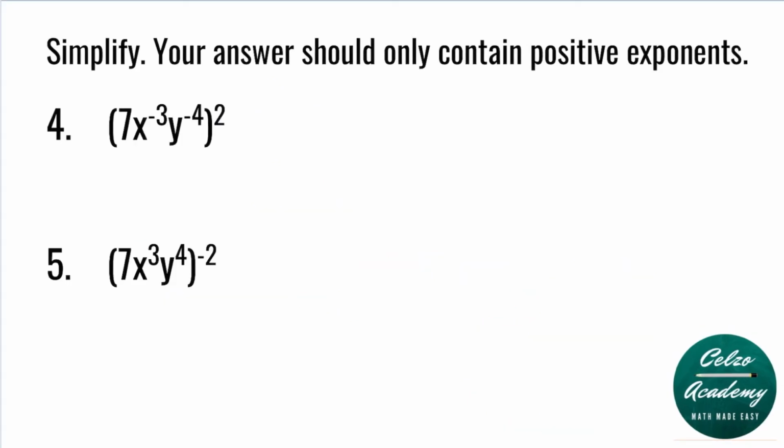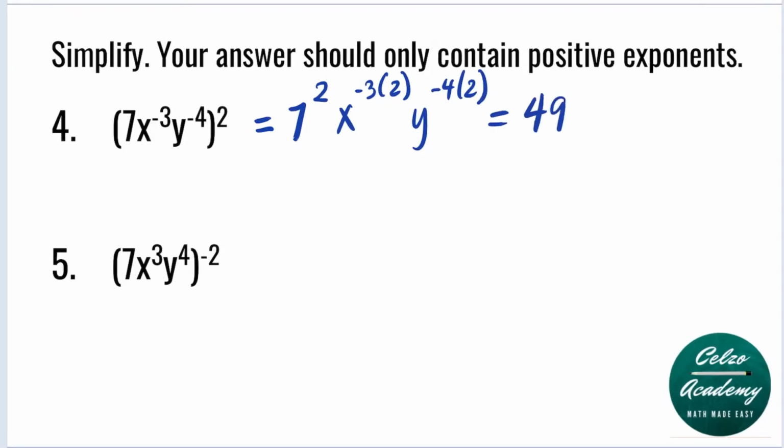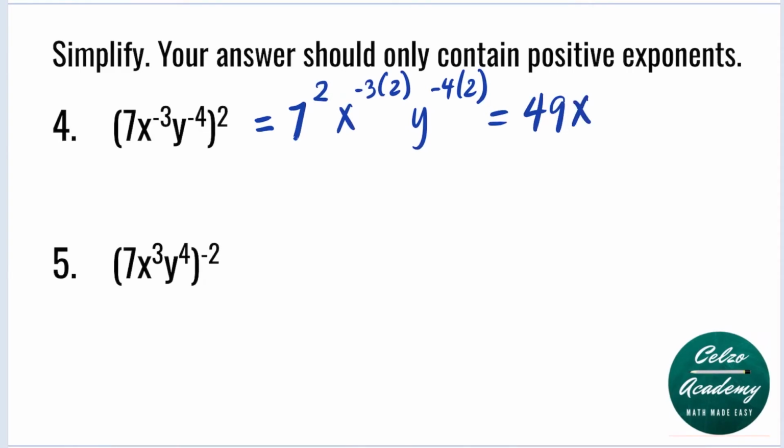Question 4. The quantity 7x to the power of negative 3 y to the power of negative 4, to the power of 2. In this problem, the power outside the parentheses is positive. So we need to use the power rule first. We need to use the power rule for the coefficient 7, the variable x, and the variable y. So we will have 7 squared, x to the power of negative 3 times 2, and y to the power of negative 4 times 2. 7 squared is 49, and the exponent of x is negative 3 times 2, which is negative 6. For the variable y, negative 4 times 2 is negative 8.